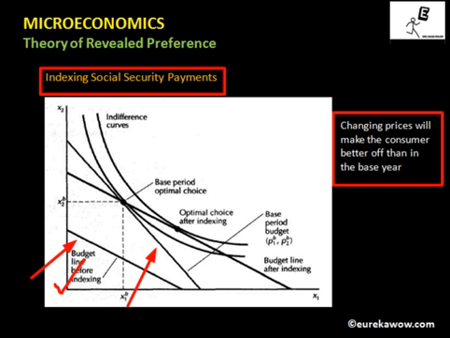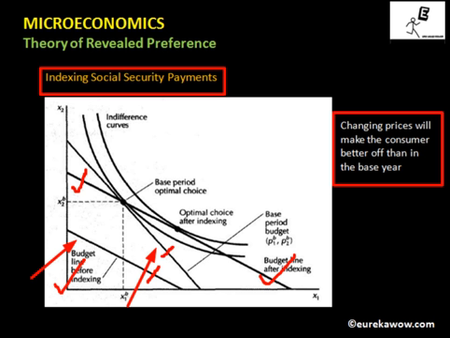Now what is the budget line after indexing? This is the budget line after indexing. The government has given some payments because of which the budget line has shifted outwards. Now I want to state here that the difference between this budget line and this budget line is because of the changes in the prices over time. And as a result, you can see it's a swivel because the price of good 1 as well as the price of good 2 has changed.